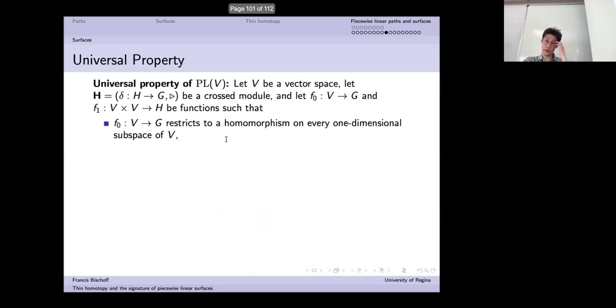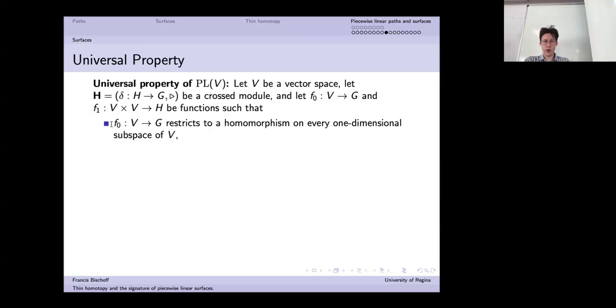Okay, so here's the universal property. V is a vector space, and H is a cross module. You fix two functions, F0 and F1. F0 is a set map from V to G, and F1 is a map from V cross V to H. You should think that it takes a line segment to a path in G, and a triangle to a surface in H.